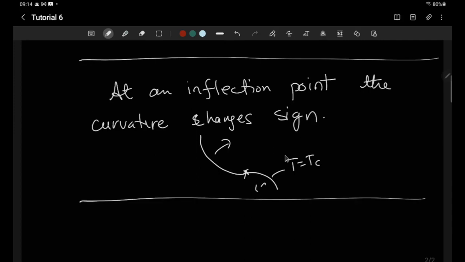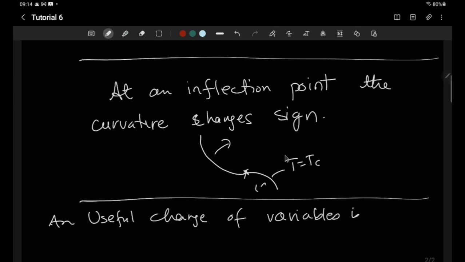A useful change of variables is to just say that lowercase p is capital P by Pc. Similarly, lowercase v is capital V by Vc.